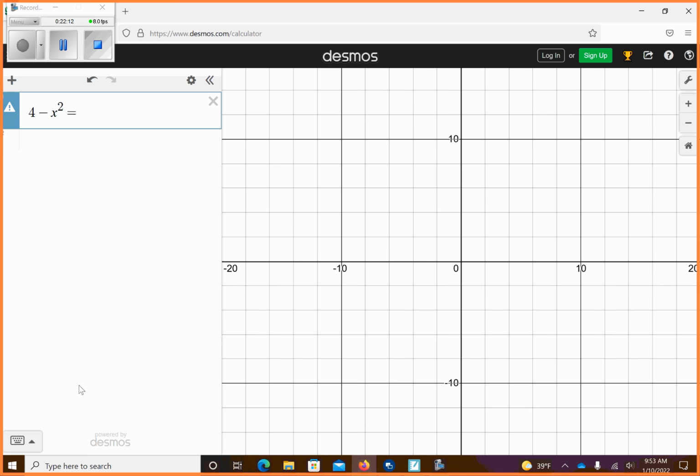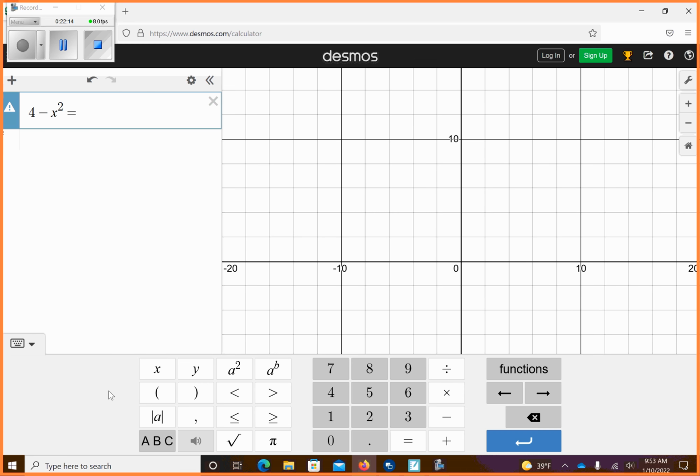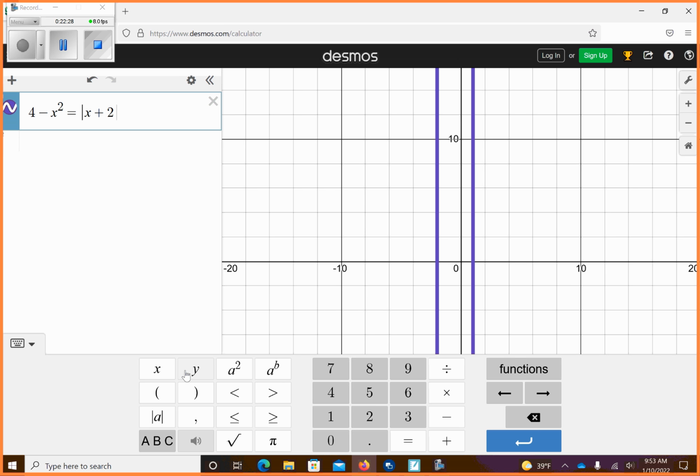Equals absolute value. Got to find the absolute value on here. Absolute value, there we go, down there. X plus 2 is inside. Oops, plus 2 is inside. Go outside of it, minus 3.